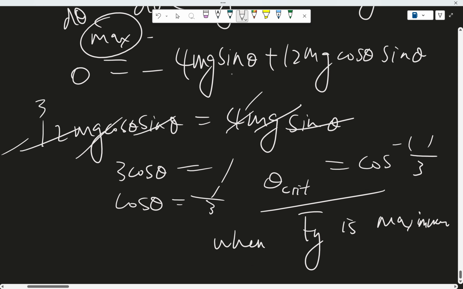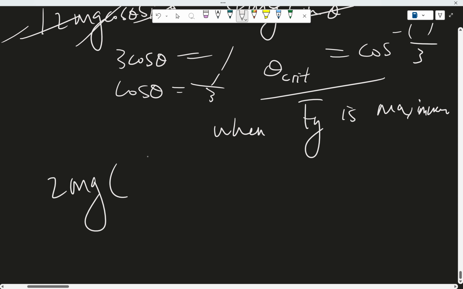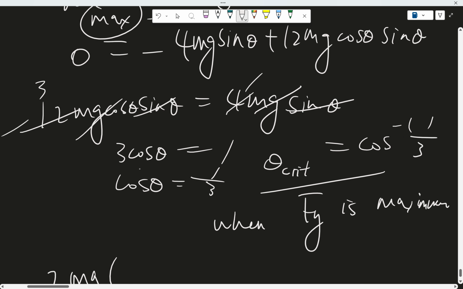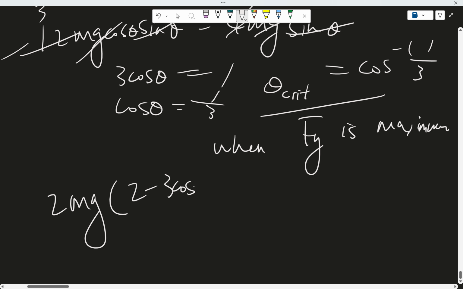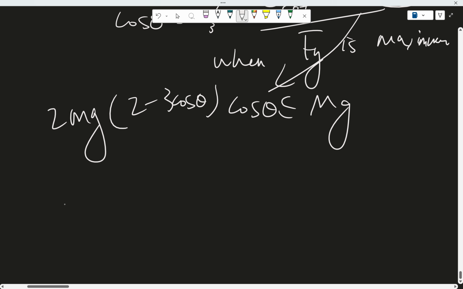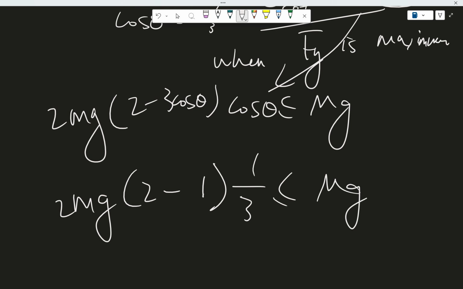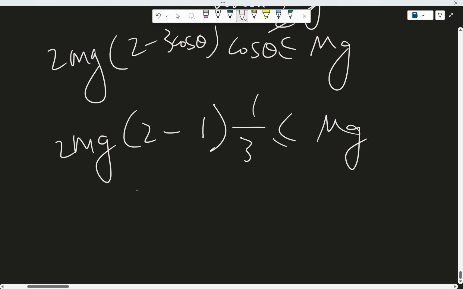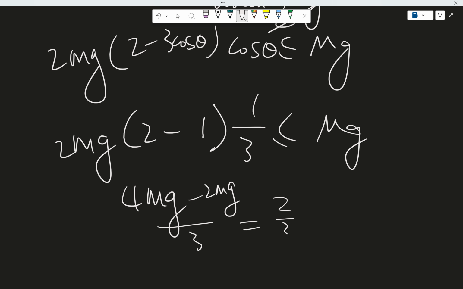So remember we said that 2mg(2 - 3 cosine theta) cosine theta must be smaller than or equal to big Mg. Plug this back into here. We have 2mg(2 - 1) times cosine theta, this being 1 over 3, is smaller than big Mg. And so this becomes 4mg over 3 minus 2mg over 3. This becomes 2 over 3 mg must be smaller than or equal to big Mg.